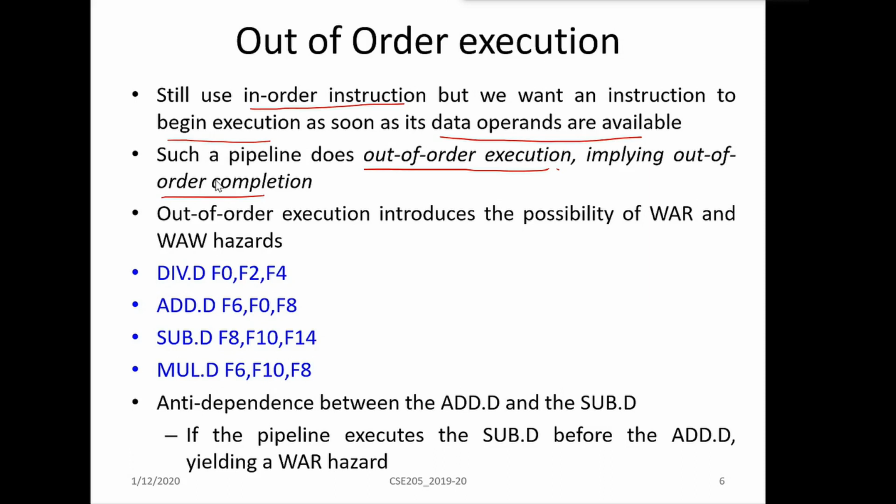Definitely, out-of-order execution introduces the possibility of WAR and WAW hazards. This is what I told you. Remember, RAW hazards we can't do anything about, because it is holding the data operand the instruction needs, so that cannot be eliminated. We need to wait until it gets the data. But when you go for out-of-order execution, it may lead to the possibility of WAR and WAW hazards. So what are WAR and WAW hazards?